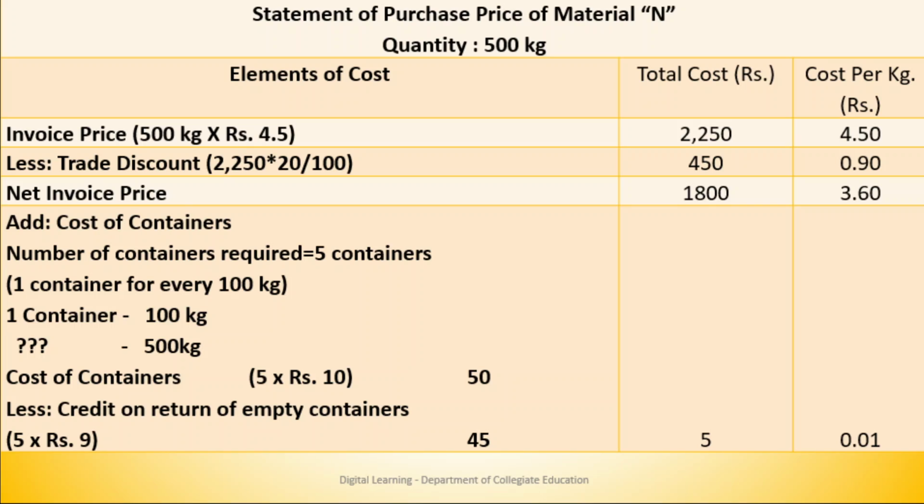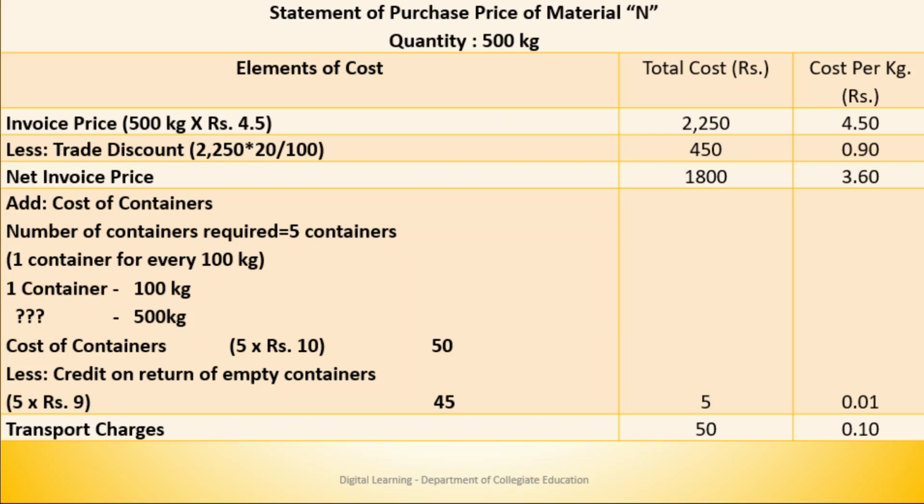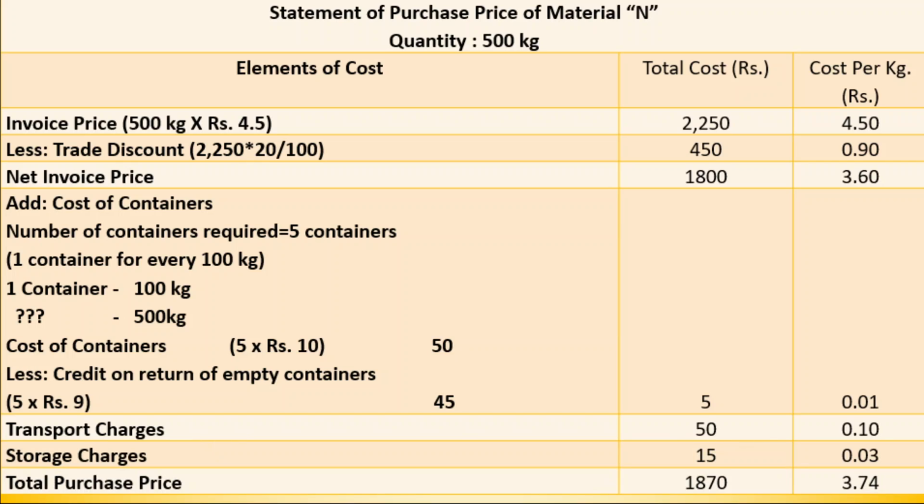Now, what is the actual cost that we have to charge to the computation of material N? So, from the cost of containers, we deduct the return value. The actual cost of container is only rupees 5. Transportation charges are given for any order as 50. So, cost per kg is 50 divided by 500. Storage charges 15 divided by 500 per kg is 0.03.